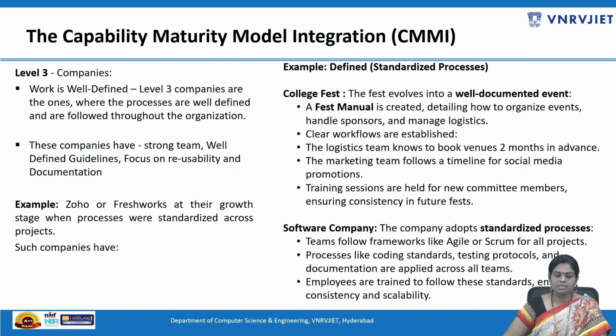Coming to the software company scenario, the company adopts standardized process here. These frameworks, they follow like Agile, Scrum for all the projects. They have coding standards, testing protocols, and documentation is being followed in almost all the processes, in almost all teams across the company. And also whenever new employees join or whenever a new standardized process gets introduced, employees are getting trained to follow these standards as well, because these bring consistency and stability.